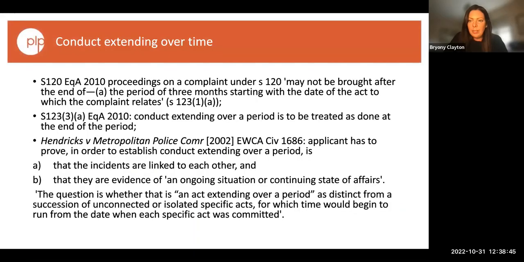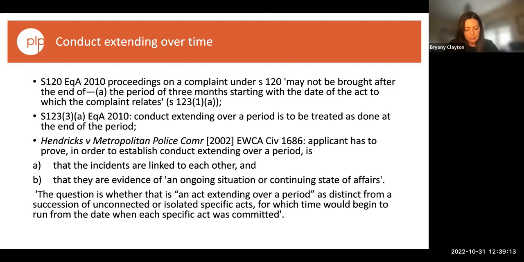Okay, so now I'm going to look at conduct extending over time, but just before I do, a few key points. Where the act complained of is the refusal by the employers to redress a grievance, time runs from the date on which the decision was made and not the date when it was communicated to the claimant. And that was dealt with in the case of Virdi and Commissioner of Police of the Metropolis, 2007, in the EAT.